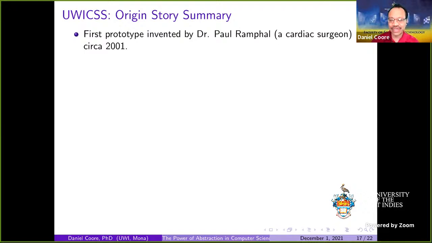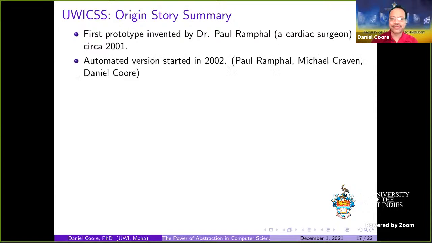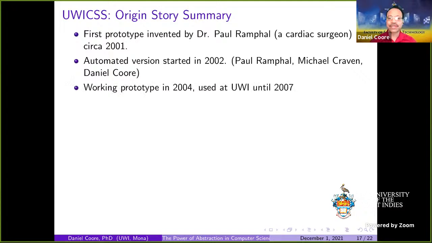This, as I said before, was really invented by Dr. Paul Ramphal. He's a cardiac surgeon, but inventor extraordinaire, because he's a very creative individual and he's a very hands-on type of guy. And so he actually made the initial prototype, and it was completely mechanical. He wanted, of course, for it to be correlated with a display on the screen and for the control, the beating rate and so on, to be controllable. And so he recruited myself and Michael Craven, who was at UTech at the time, to help him do this. And we did that. And by 2004, we had a working prototype that he was using with his residents until about 2007 when he left UE.